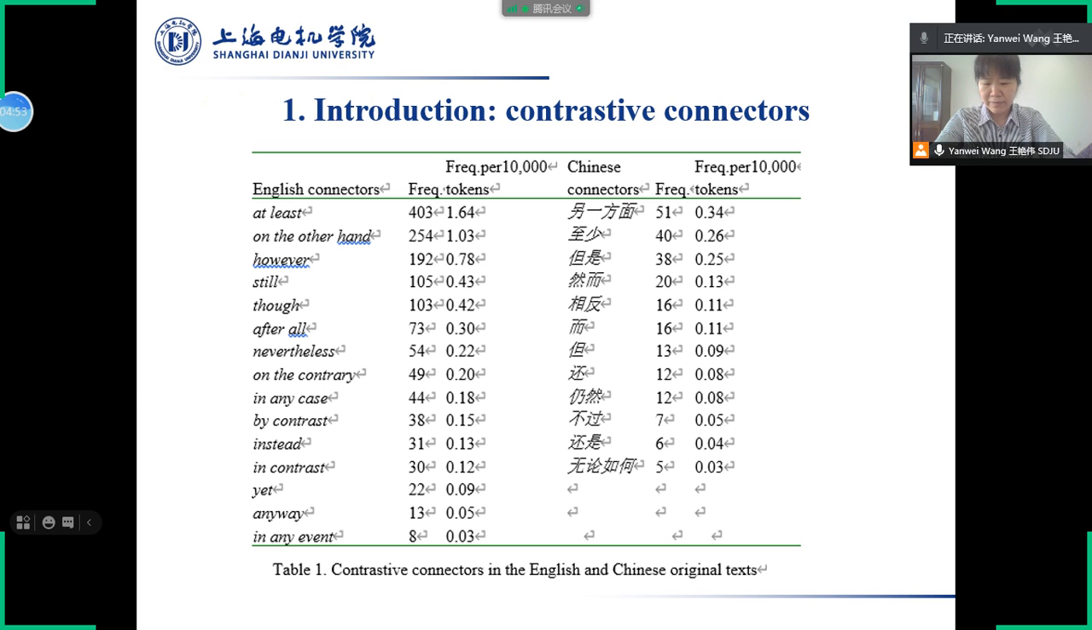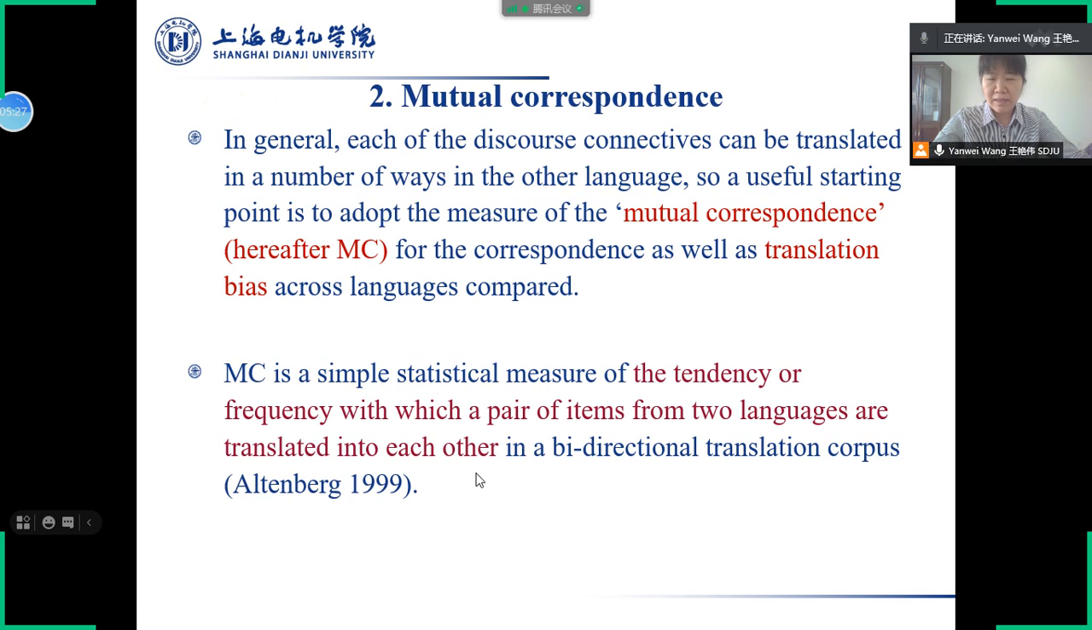As can be seen from Table 1, the table demonstrates a striking difference in the frequency of individual contrastive connectives, which signifies that both English and Chinese prefer a restricted set of contrastive connectives. However, it is not clear what picture emerges as to their English-Chinese correspondence relationships. In general, each of the discourse connectives can be translated in a number of ways in the other language.